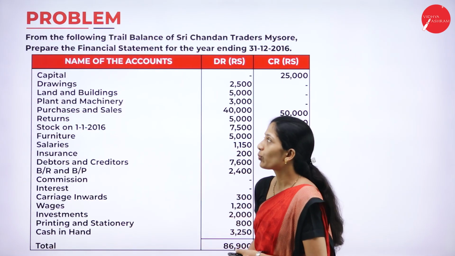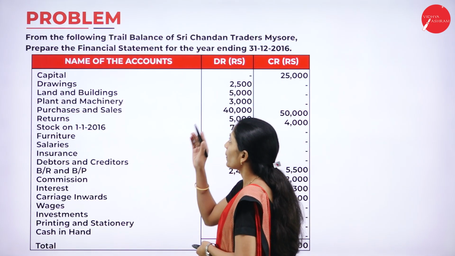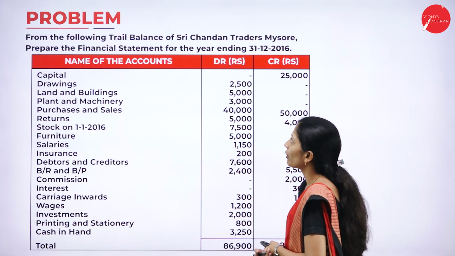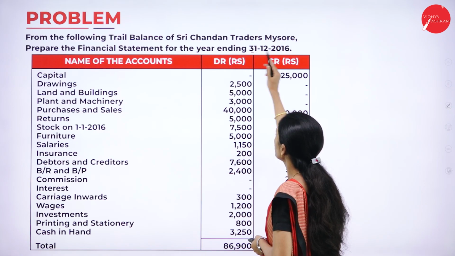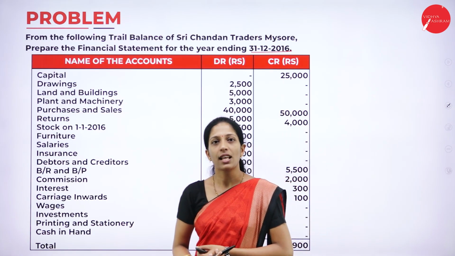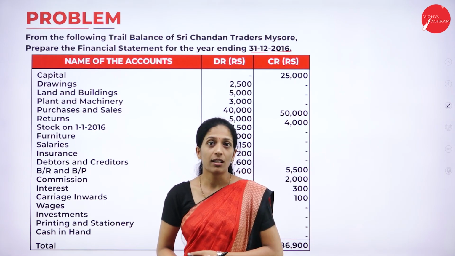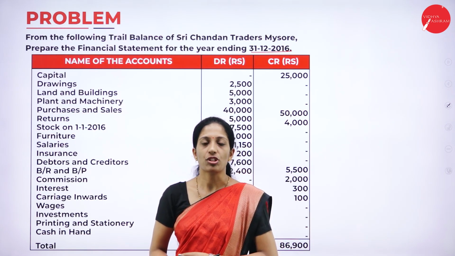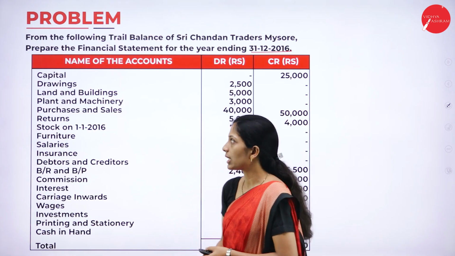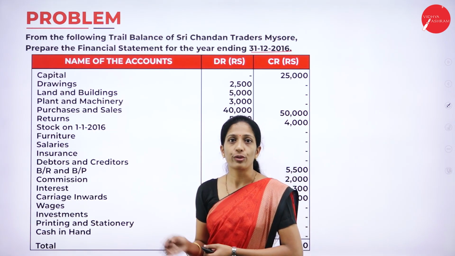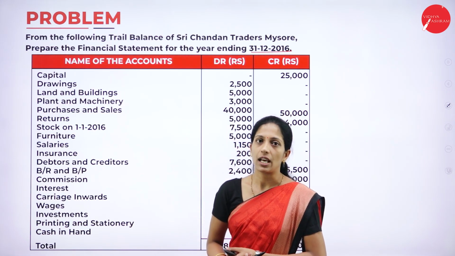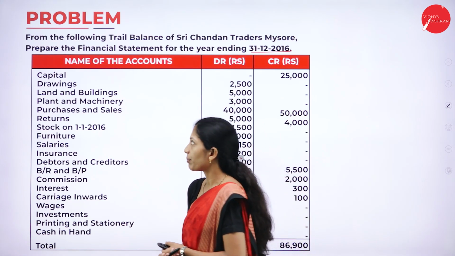We shall continue with one more problem. From the following trial balance of Sri Chandan Traders, Mysore, prepare the financial statements for the year ending 31st December 2016. They have given the trial balance as well as a few adjustments, and they are asking us to prepare the financial statements, that is trading and profit and loss account as well as balance sheet. We shall go through each and every item and see where these items have to be recorded in the financial statements.